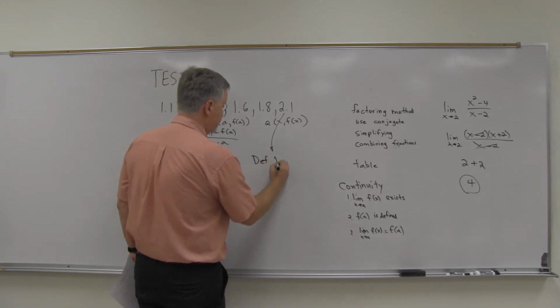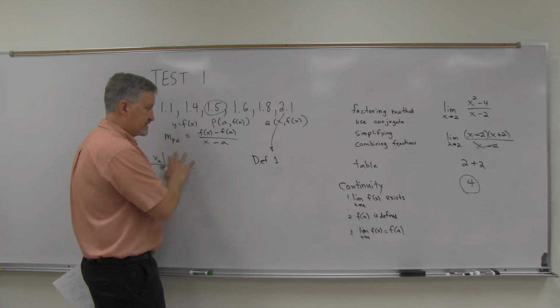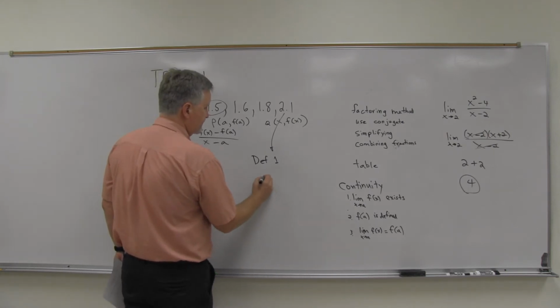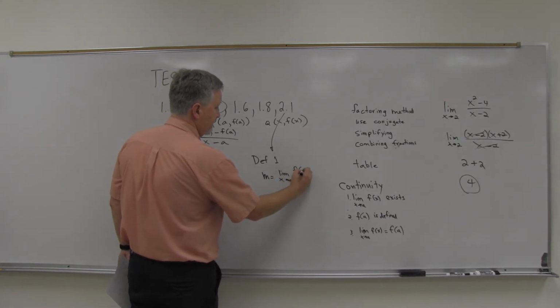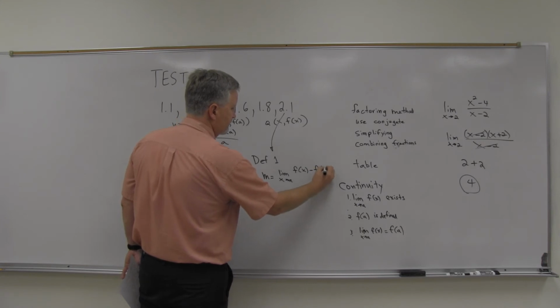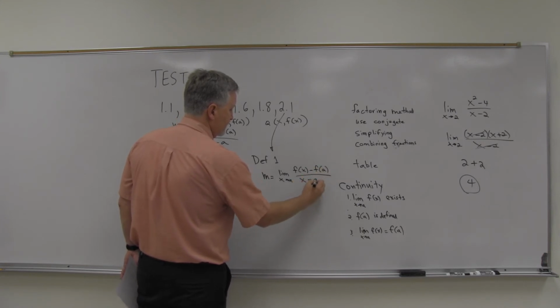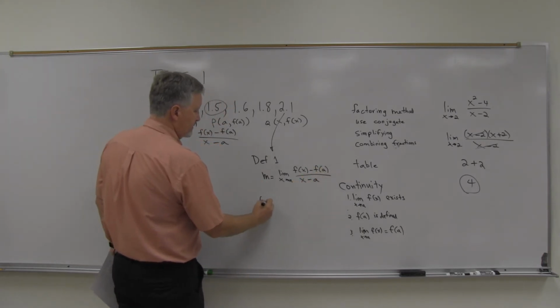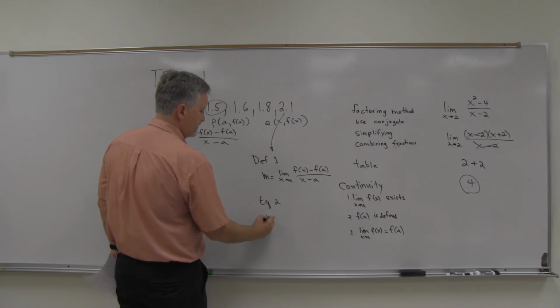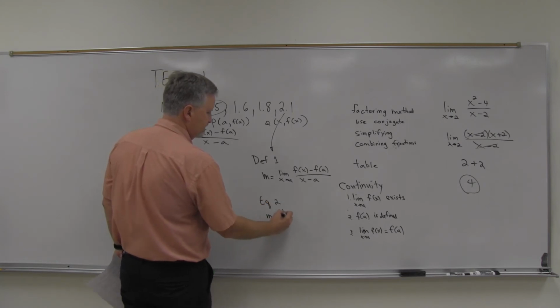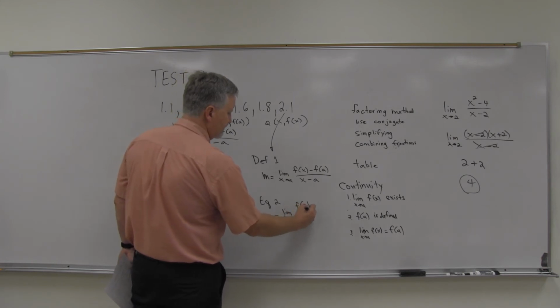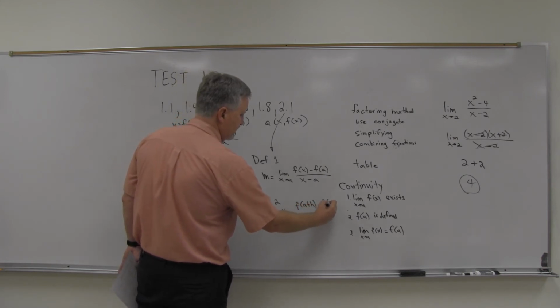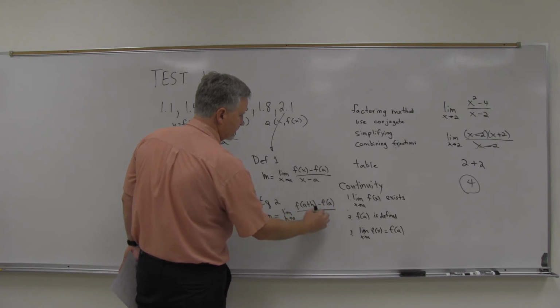It turns out this is a limit process, and so definition 1 says the slope of the tangent line is the limit as x approaches a of f of x minus f of a over x minus a. And then another form that allows us to find that slope of the tangent line, equation 2, is m equals the limit as h approaches 0 of f of a plus h minus f of a over h.